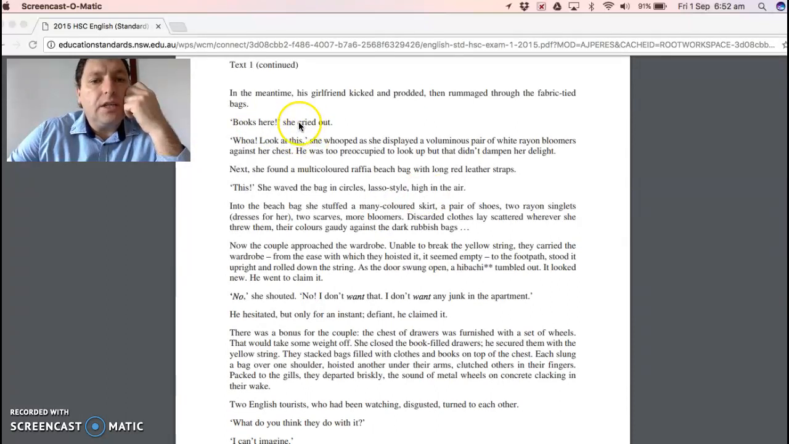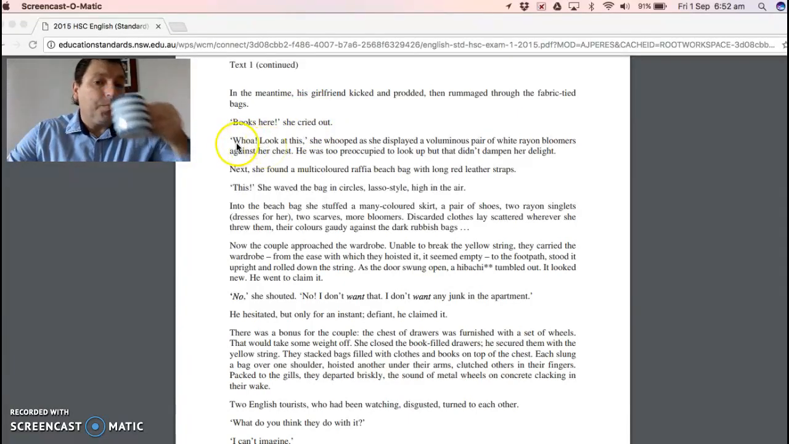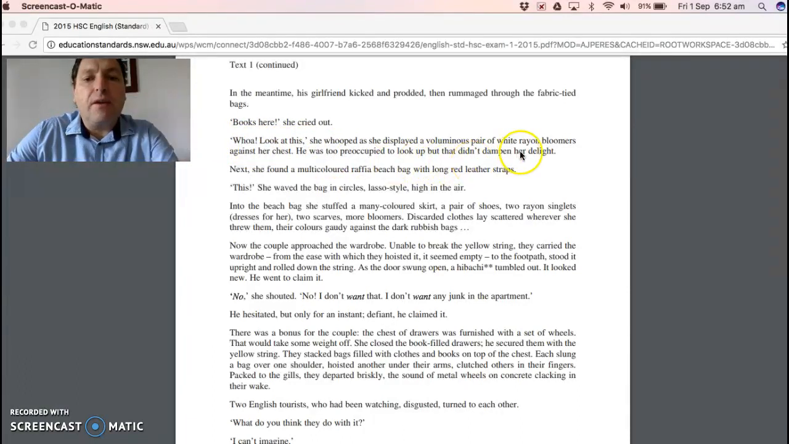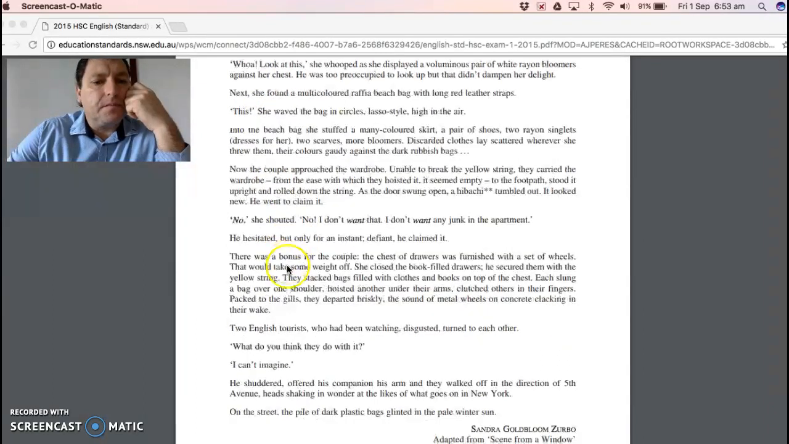Books here, but then we get "she cried out," and you might emphasise the word "cried", an emotional reaction. But this one's good. Well, look at this: "She whooped as she displayed a voluminous pair of white rayon bloomers against her chest." This "whoop" is onomatopoeic. There's another exclamation mark there. It's also, again, talking about a kind of slang.